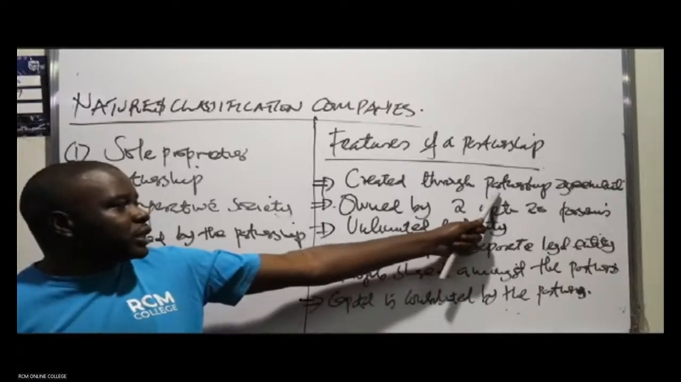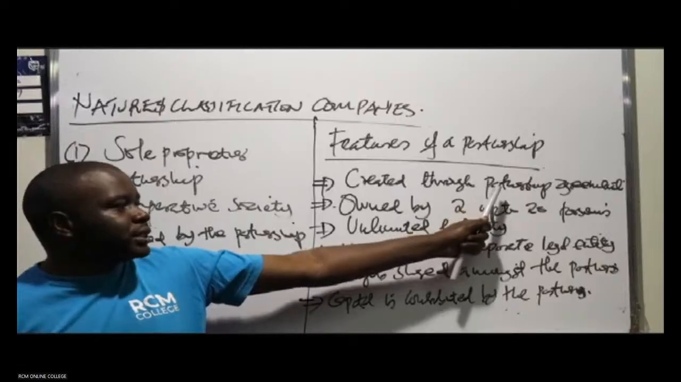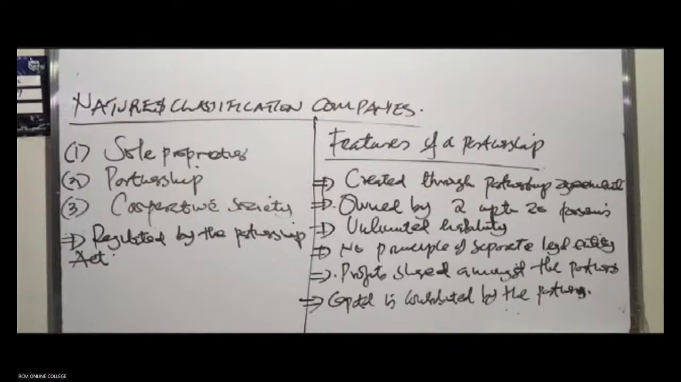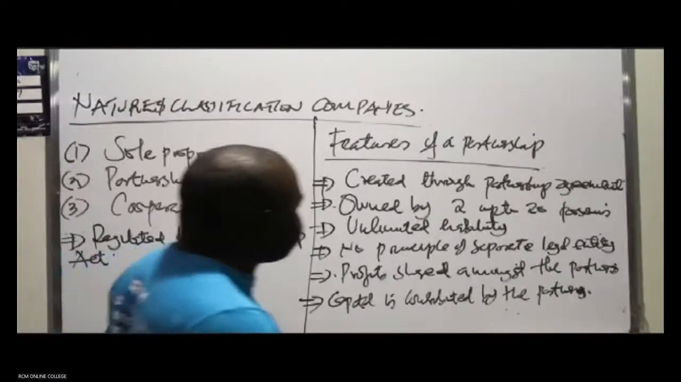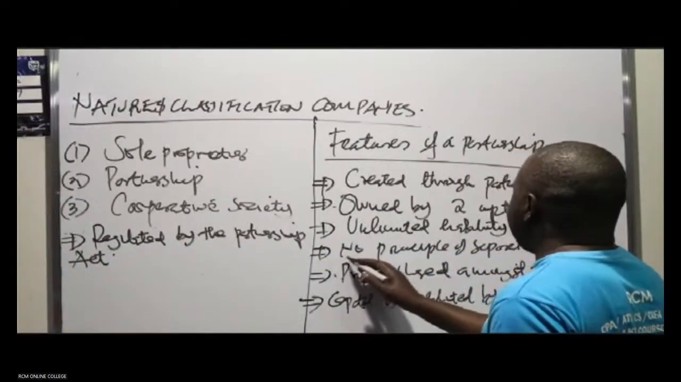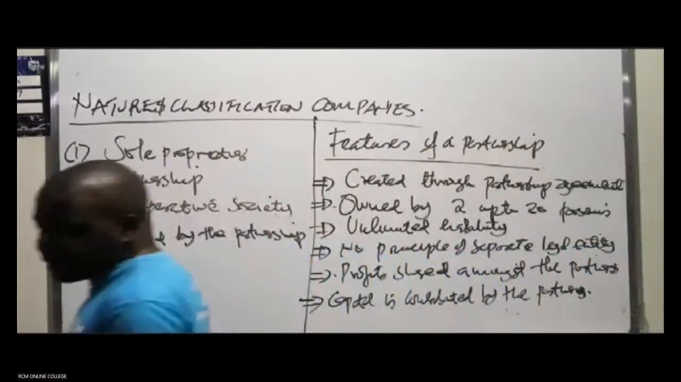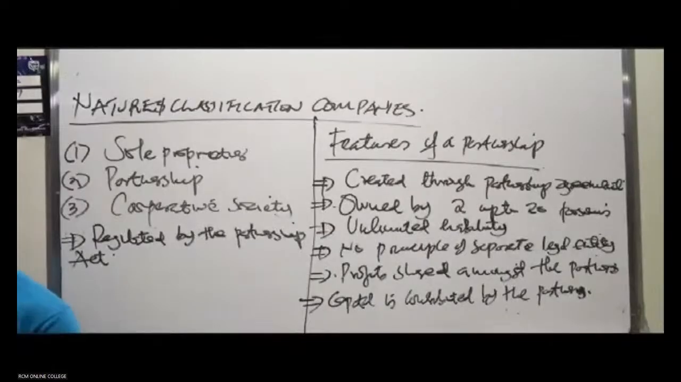The agreement. So they'll be able to follow the agreement, which in this case they'll have to follow the procedures as to how they can admit a new partner. So sharing of risks among the partners. There is no perpetual succession. Under this one, no principle of separate legal entity.